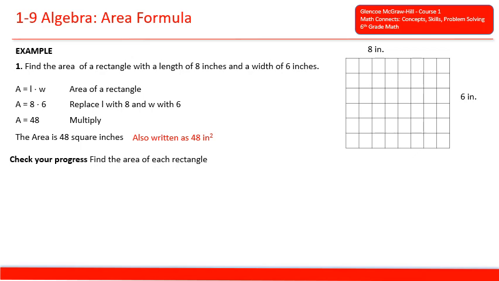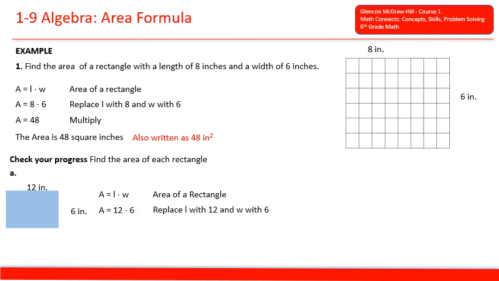Check your progress. Find the area of each rectangle. We have a rectangle that's 12 inches by 6 inches. Area equals length times width, or L times W. So if we plug in 12 for L and 6 for W, we get area equals 12 times 6, or area equals 72. 72 square inches is the answer for 12 by 6.